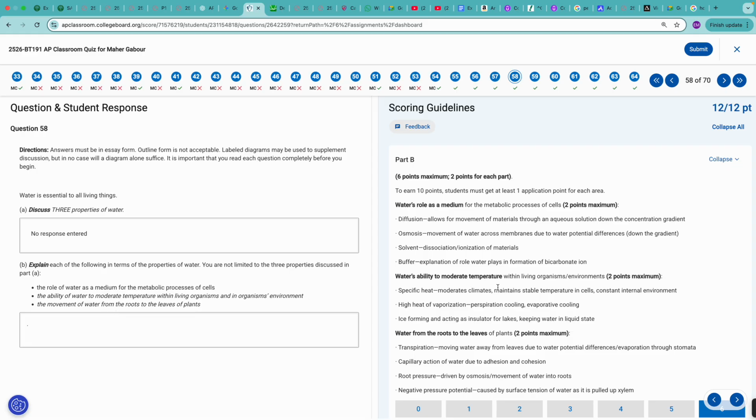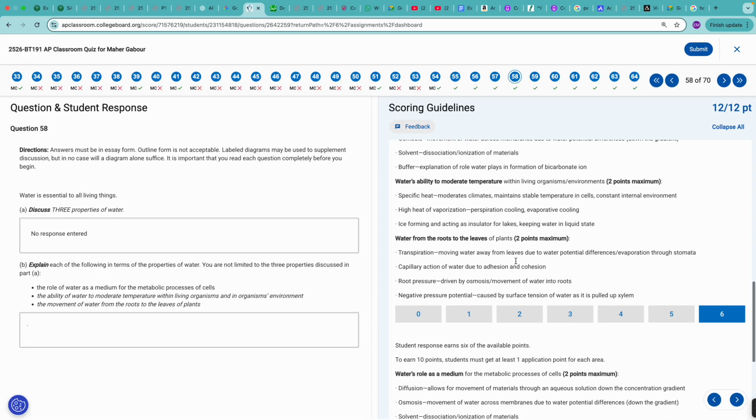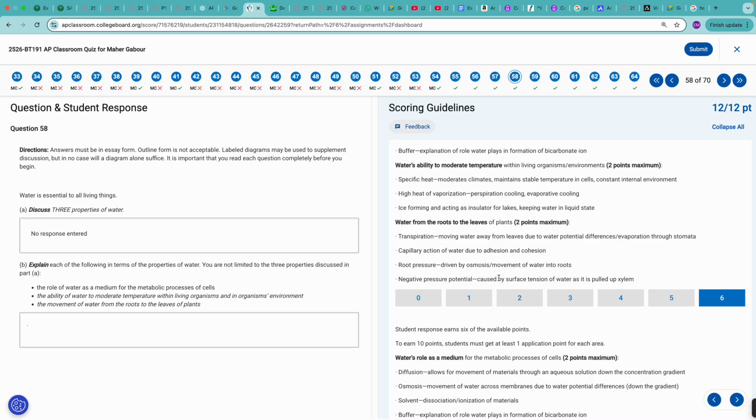Then the movement of water from the roots to the leaves of the plants. This is where I tell you guys to go with cohesion and adhesion, and the name of this fancy process that cohesion and adhesion are responsible for is the capillary action. The capillary action is like the movement of water inside the xylem. Just say capillary action of water due to adhesion and cohesion.